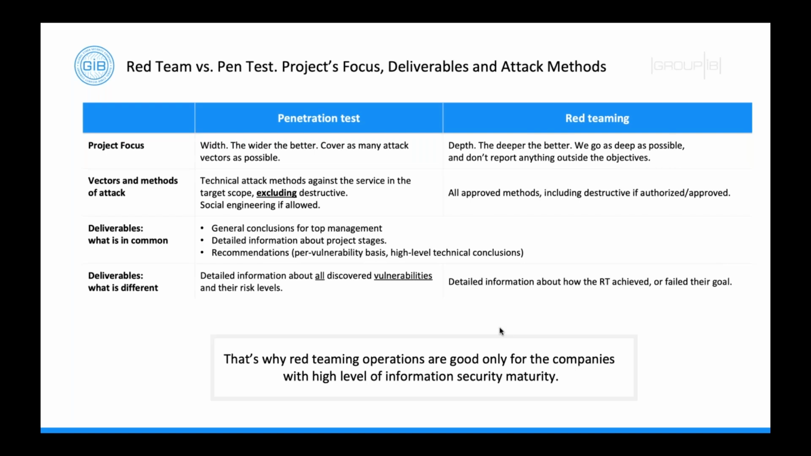In terms of deliverables, what is different between these two services? Detailed information about all discovered vulnerabilities and the different risk scores associated with these vulnerabilities are provided with penetration tests. But specifically with red teaming operations, the deliverable is to detail all of the information, the techniques and tools that were used to achieve the red teaming goal. Or if the goal failed, to provide information about how the security staff or security stack actually prevented the red team from achieving their particular goals.